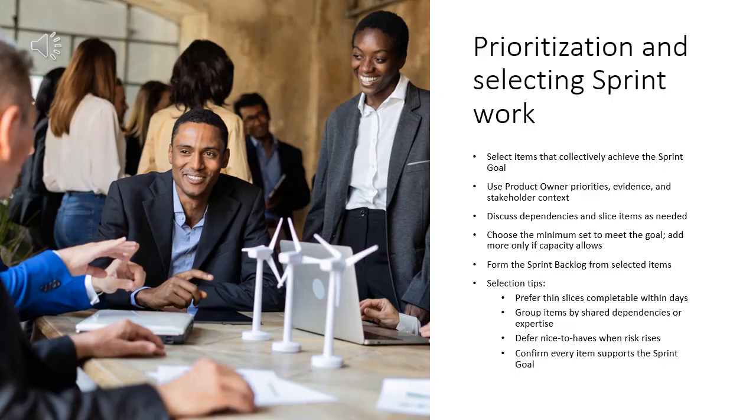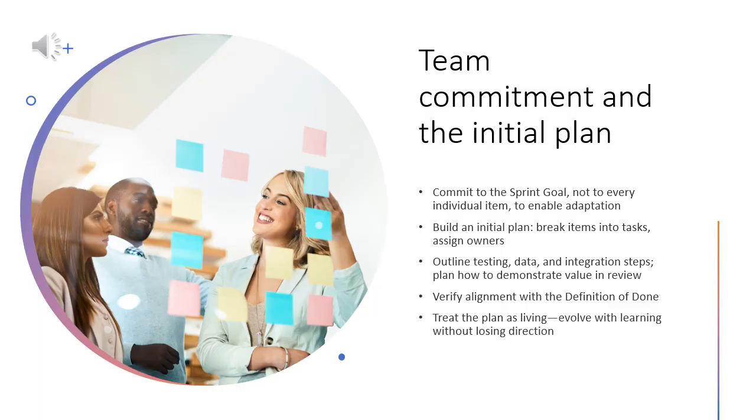Consider these selection tips. Prefer thin slices that can complete within days. Group items that share dependencies or expertise. Defer nice-to-have features when risk rises. Confirm each item supports the sprint goal. Commitment is to the sprint goal, not to every item. This encourages adaptation when reality changes.